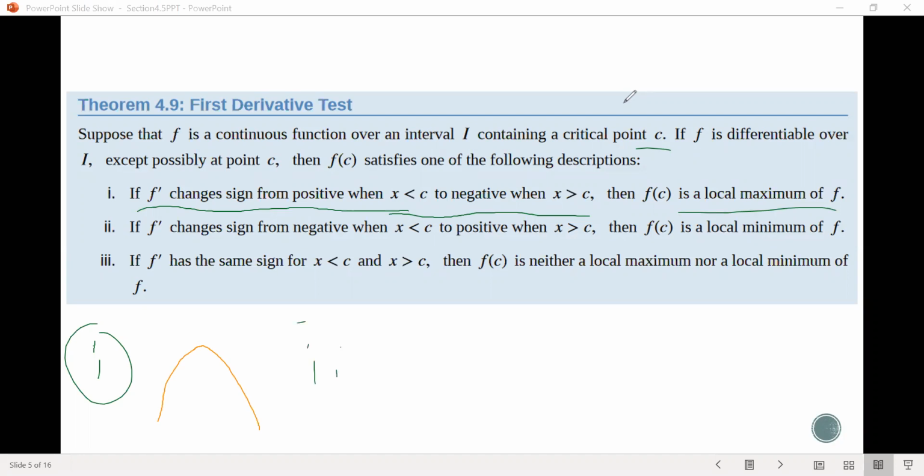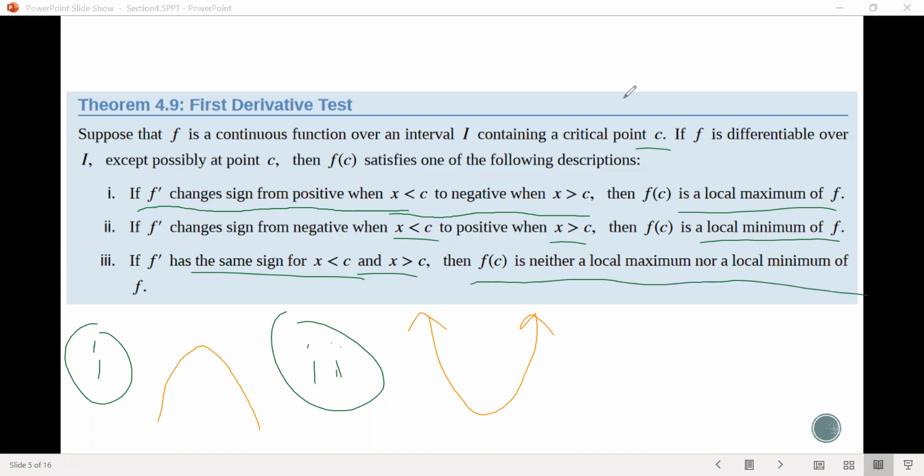If the sign on the derivative changes from negative when the input values are less than c, to positive when they're bigger than c, this is going to be the example now where it's decreasing to increasing. We'll notice that that gives us a local min. And then there are some instances where we'll end up with the same sign on both sides of the critical value. And at that point, we cannot determine whether there is a local min or a local max.